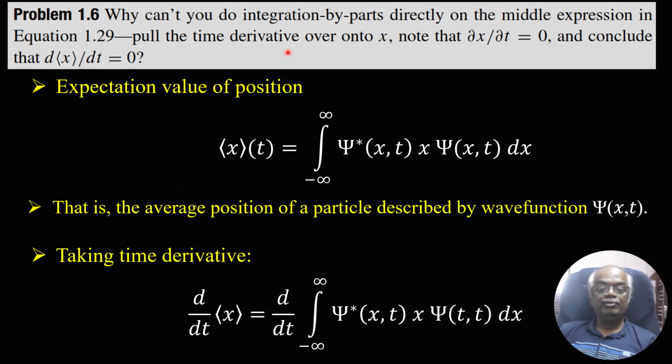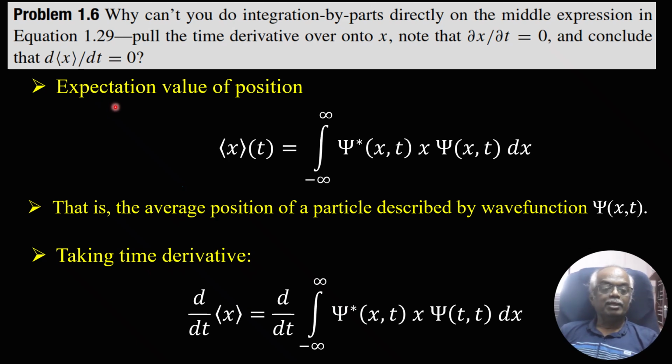Pull the time derivative over onto x. Note that the partial derivative of x is 0 and conclude that the full derivative is equal to 0 or not. There is a misconception here. So we are going to remove that misconception.